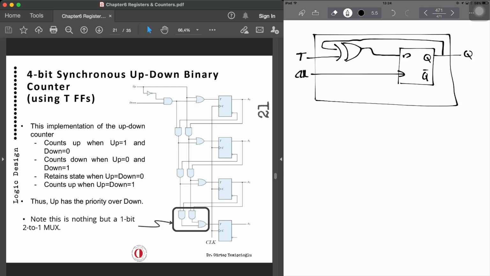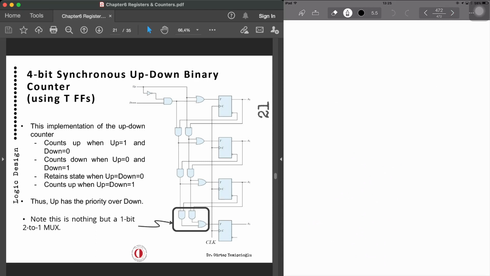Okay, if you want, you can also add reset. So that's also a reset can be in the game. Now, this is a typical implementation of T-type flip-flop by using D-type flip-flop. Now, we can also modify the counter so that we can have different operations.